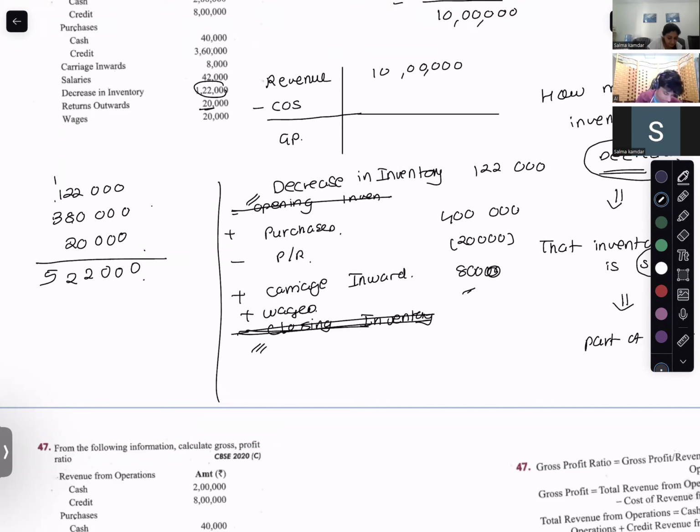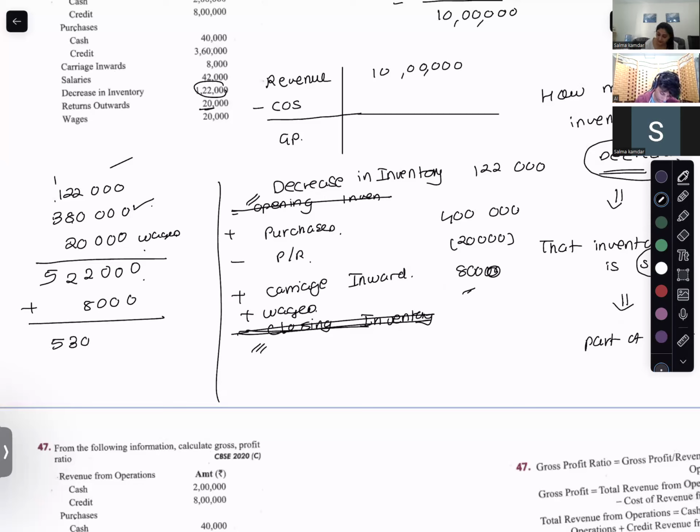I got 550,000. Let's check again. Decrease in inventory 122,000. Total purchases is 400,000. Then purchase return is minus 20,000. So that becomes 380,000. Plus carriage inward 8,000. This I forgot to add. Plus wages 20,000.